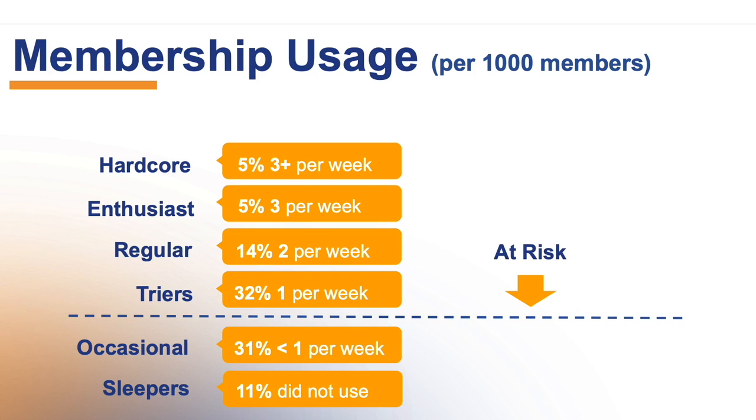Within that, the way we come up with our descriptions is that we talk about hardcore exercisers by visit frequency. Then you've got your enthusiasts. These are the people who are coming at least 3 times a week. Then your regulars, twice per week. Your triers, they're coming once per week, but they're not really getting much further than that. Then you've got your occasionals. They come in not each week, but perhaps 3 times a month or twice a month. And then you've got your sleepers.